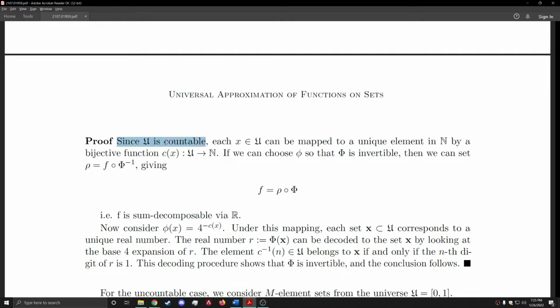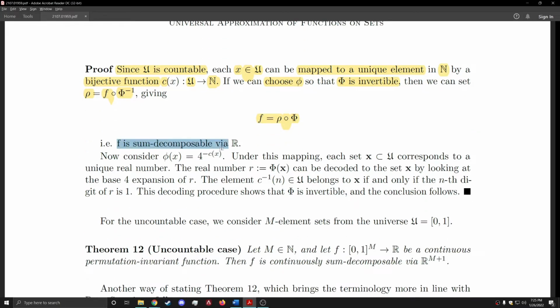Here's the proof right here. Because the universe is countable, x as a member of the universe can be mapped to a unique element in the natural numbers by some bijective function c, where c maps U to the natural numbers. Pretty straightforward. So we can choose some phi so that the latent space is invertible, and we just choose some rho so that the function applied to this latent space gives us everything that we need for the sum decomposition. And if we have the sum decomposition, then it is sum decomposable via the real numbers. We've done it.